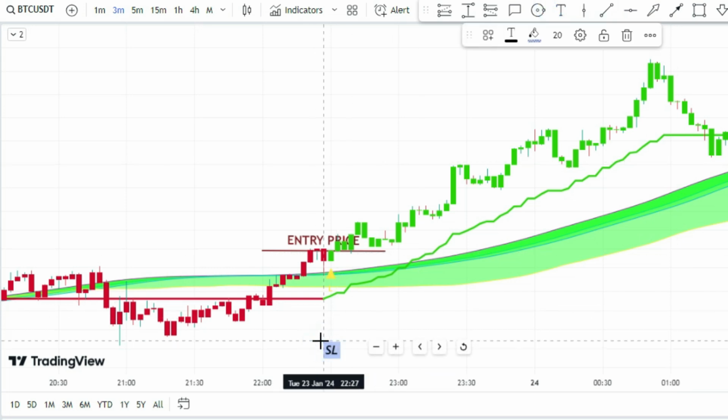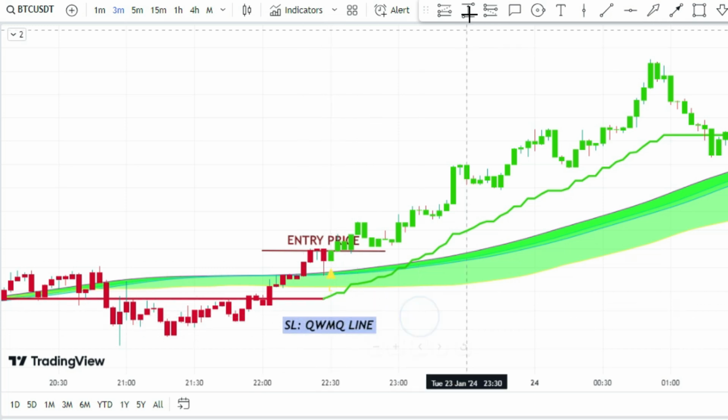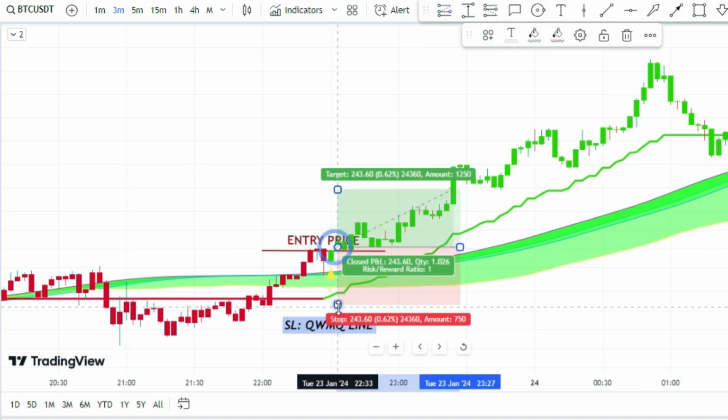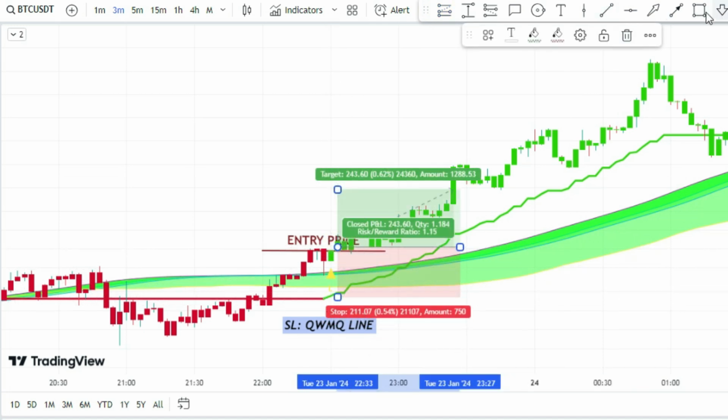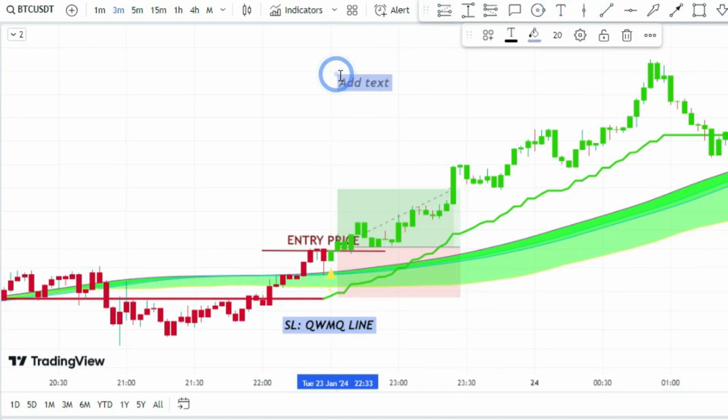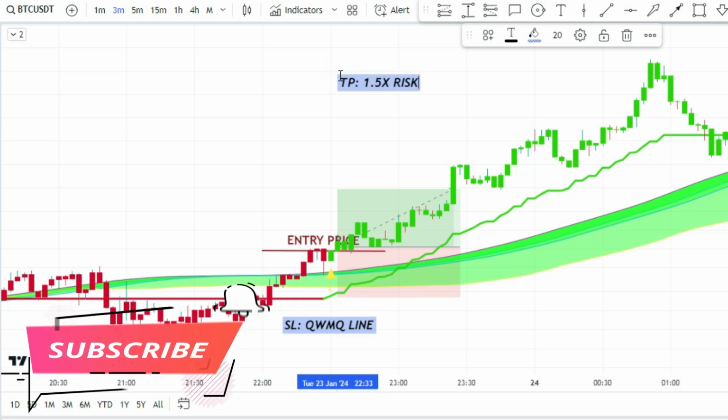Position your stop loss just slightly below the line of the QWMA indicator. Next, set your target to be 1.5 times the risk you're willing to take.